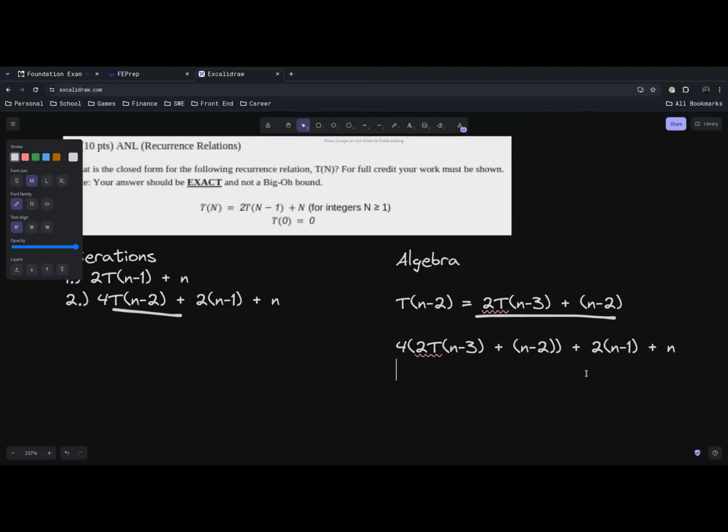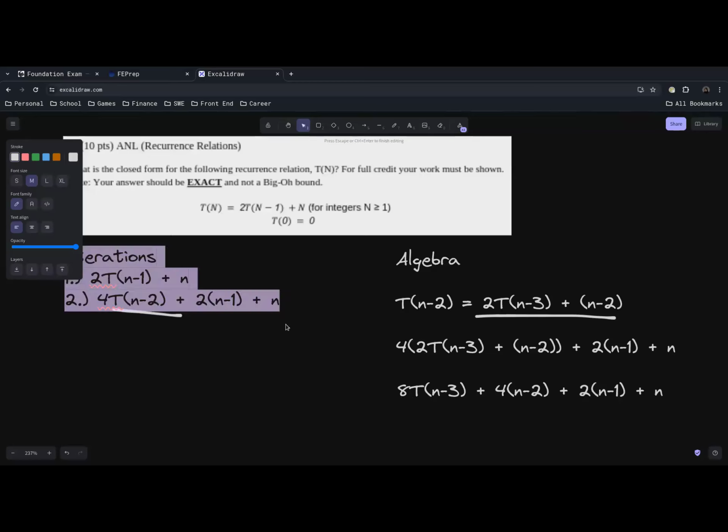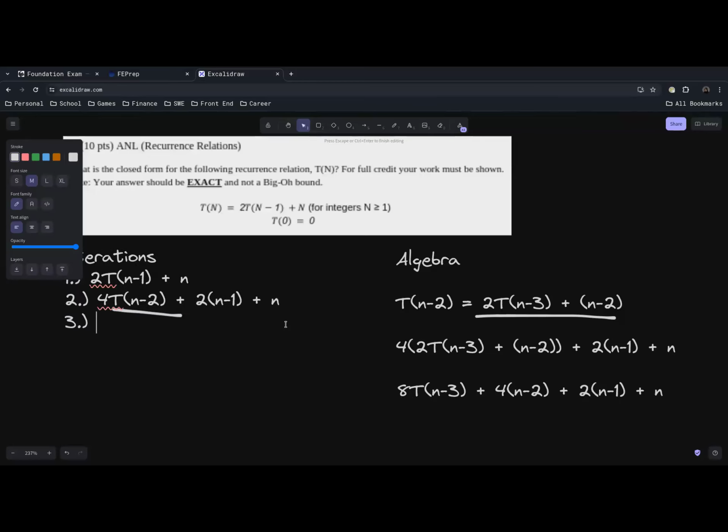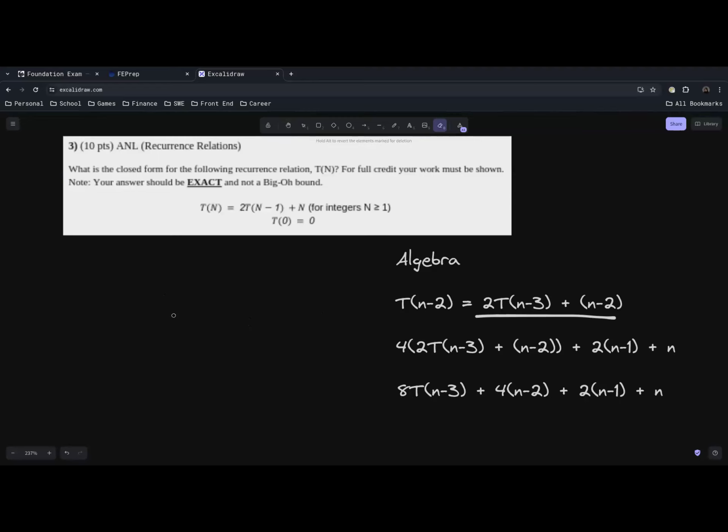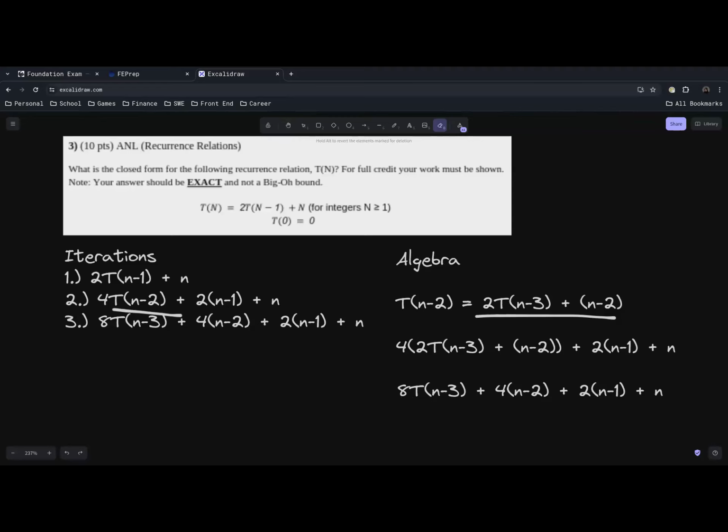Okay, so what does this come out to? It comes out to 8T(n-3) plus 4(n-2) plus 2(n-1) plus n. Great, we now have this. This is our third iteration. Well, this is our second iteration, but it's the third term, right? Because remember, what do we always... Well, that's going to stay there.